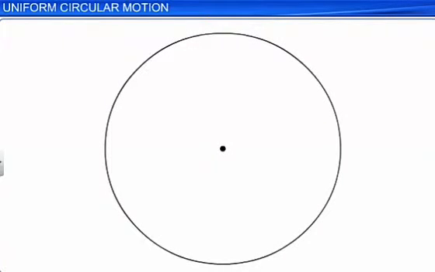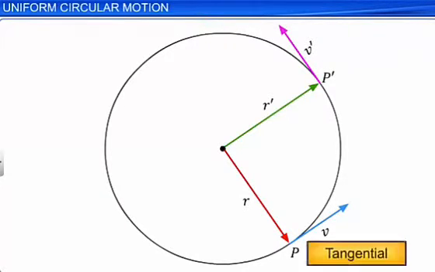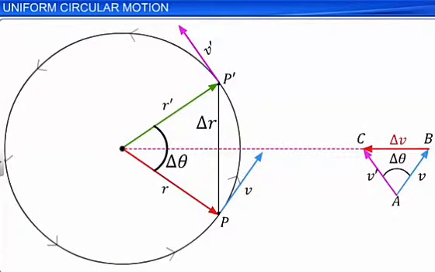Here, r and r' are the position vectors, and v and v' are the velocities of the body at points P and P'. As the body is moving in the circular path, the velocity vectors will be tangential to the circle at the points P and P'. The change in velocity, delta V, is obtained by using the triangle law of vector addition.